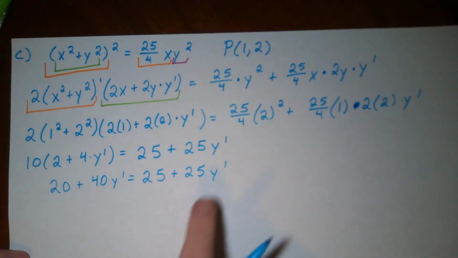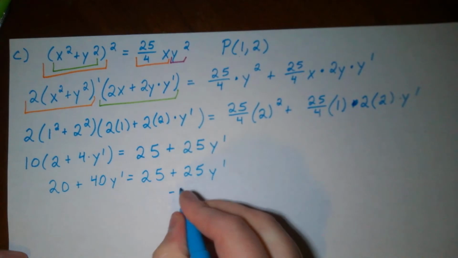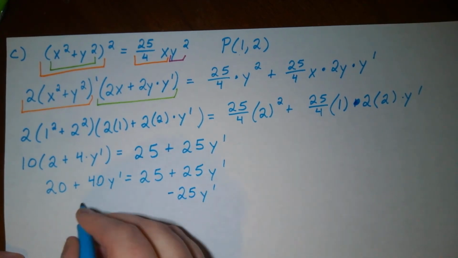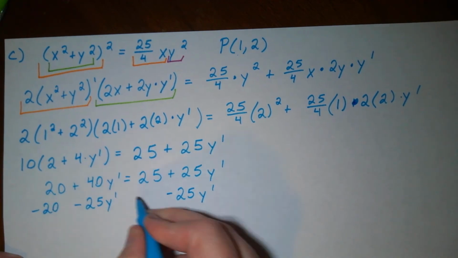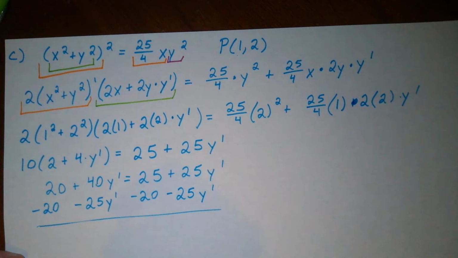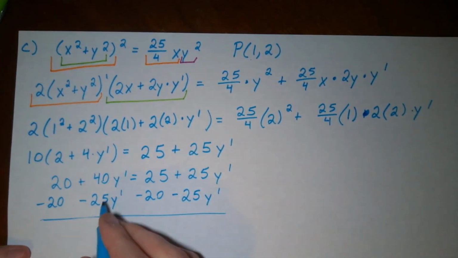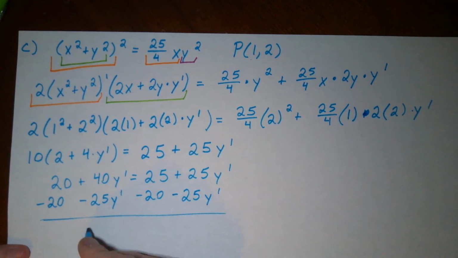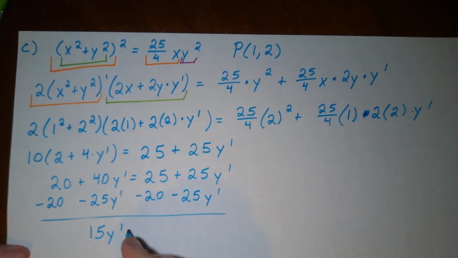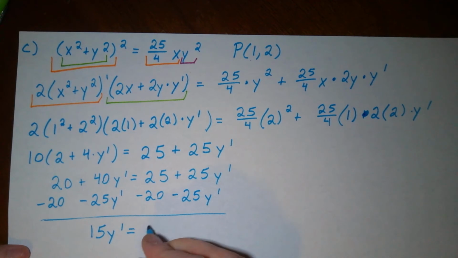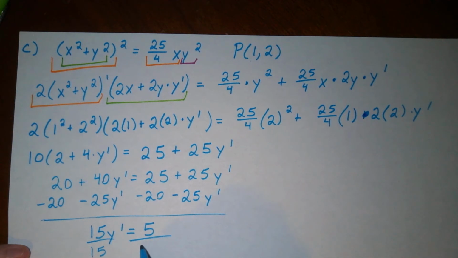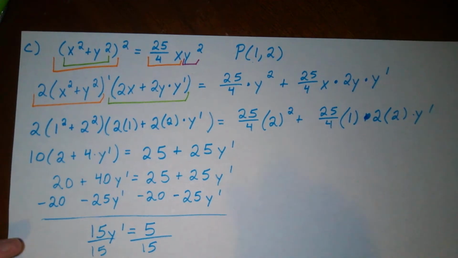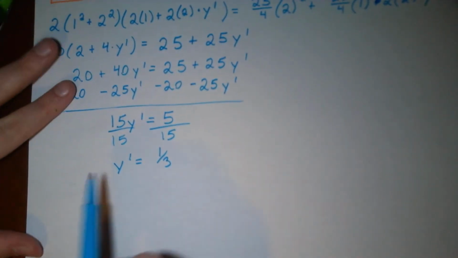Now remember, my goal is to try to get y prime by itself. So I'm going to go ahead and subtract 25 y prime from both sides. And I'm going to subtract 20 from both sides. So what that's going to give me is, if I take 25 away from 40, that's going to give me 15 y prime equals 25 minus 20 is going to give me 5. Divide both sides by 15. And I'm going to get that my y prime equals 1/3. Oops, sorry, I went off page a little bit. So y prime equals 1/3.